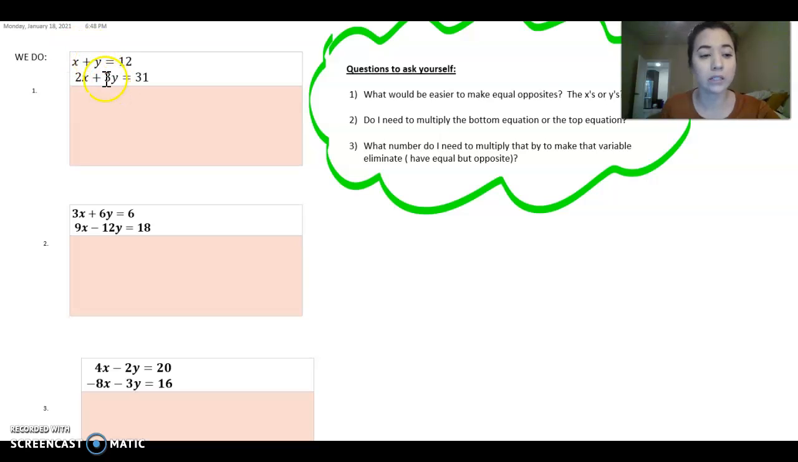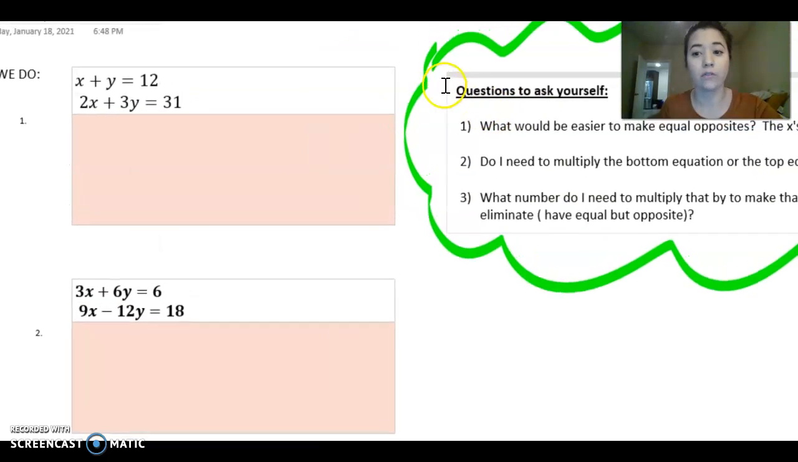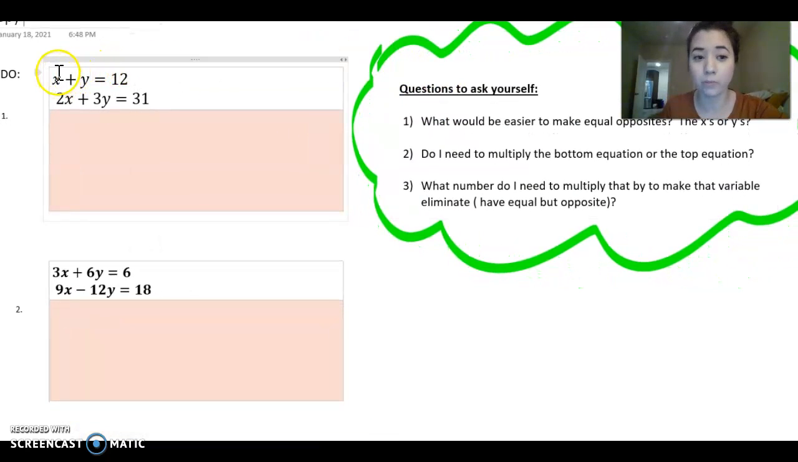For my y's to cancel, this is a 3 right now, so this would need to be a -3. So none of these really end up being harder than the other. So I could choose the x or the y. And then, do I need to multiply the bottom or the top equation? For this one, we would want to multiply the top.